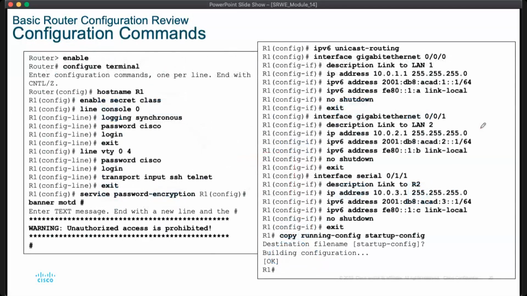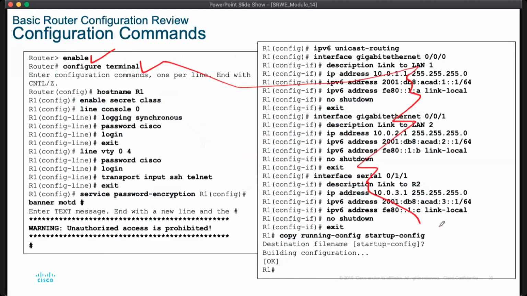Okay, configuration commands. You can see here that all the configuration has been made. The config teaches you how to go from the configure terminal. You have to put enable and configure terminal. Appear here, just set all the details, and here is how you're going to set all the interfaces.